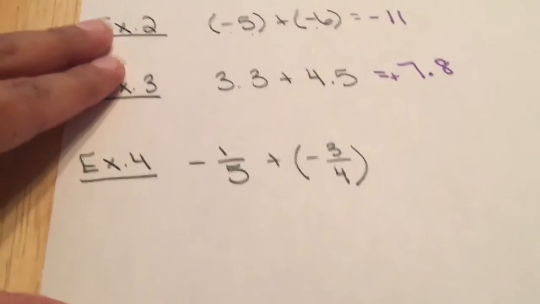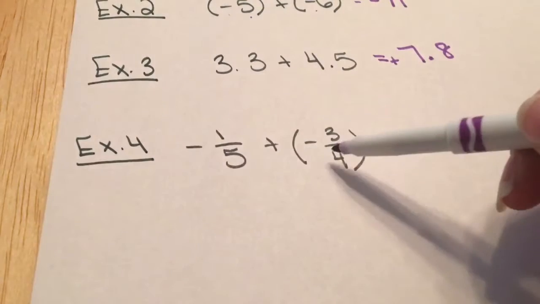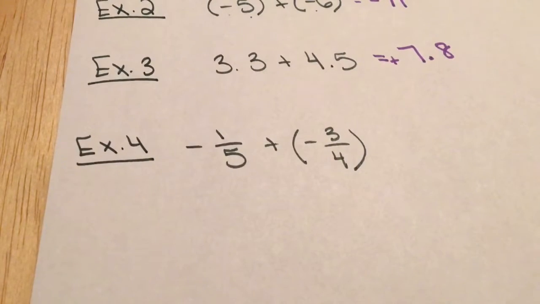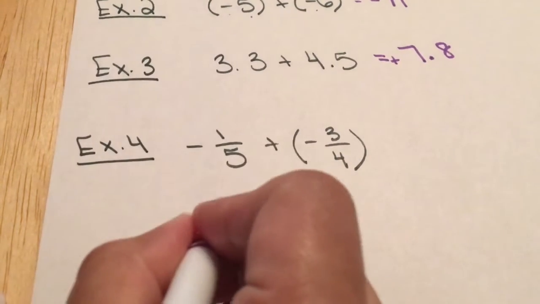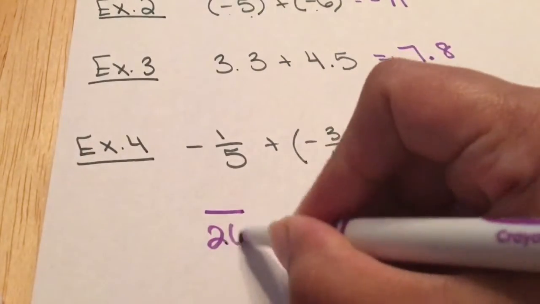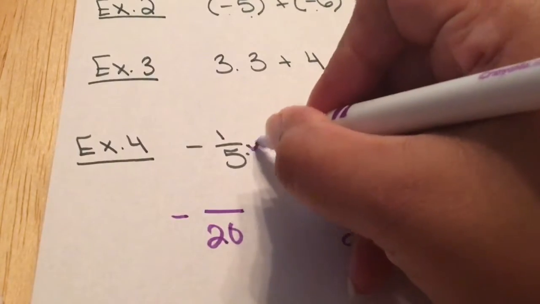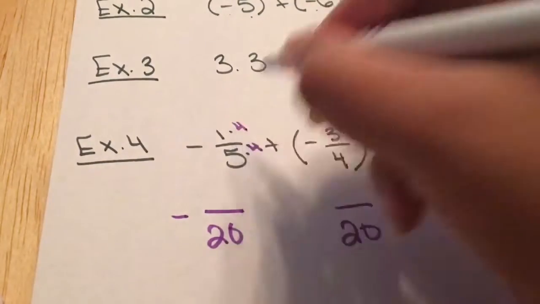Same rules are going to apply. Our first step is to see if the signs are the same. They are. They're both negatives. So all we're going to do is add the two numbers and keep the signs. But because these are fractions, before we even add them, we have to get a common denominator. So the common denominator between 5 and 4 is 20. So we have to multiply the 5 by 4. And the 1 by 4.